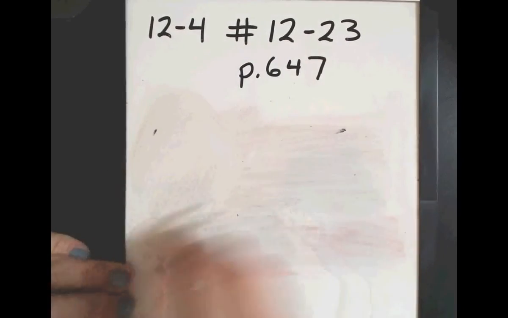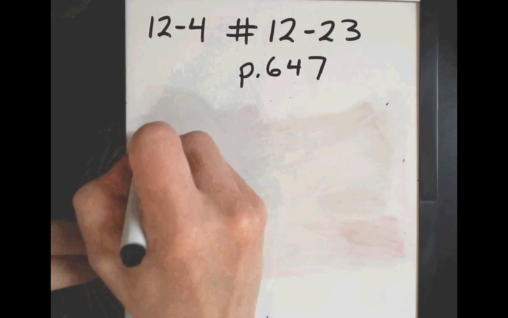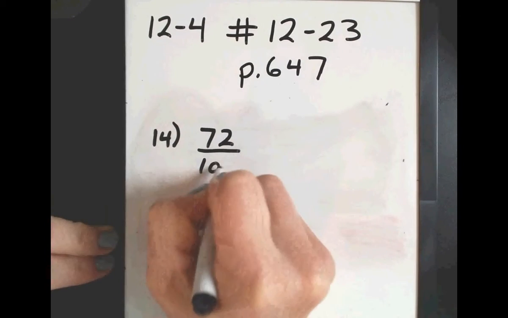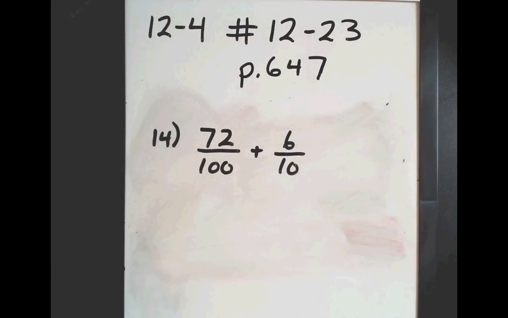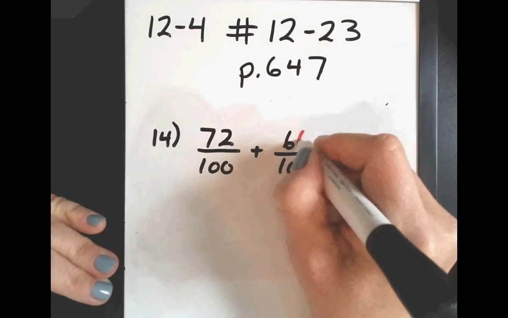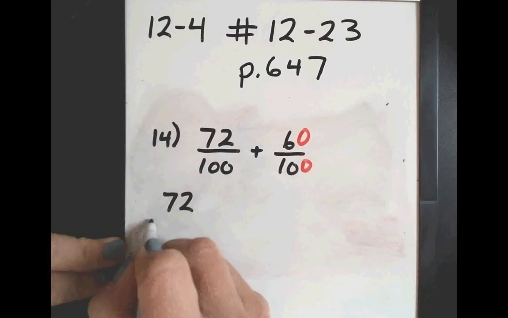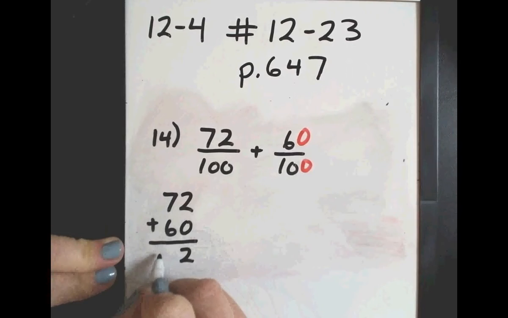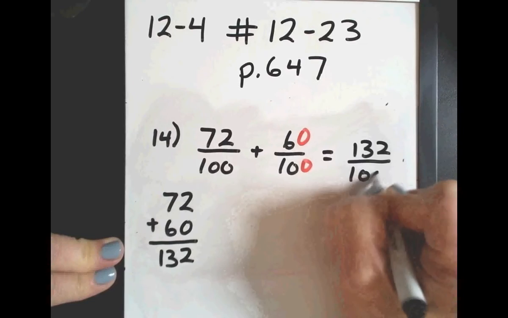All right, let's take a look at number 14. I have 72 hundredths plus 6 tenths. So again, I need to change 6 tenths into hundredths. So I'll add a 0 to the numerator and a 0 to the denominator, and I'll add these up off to the side. I've got 72 plus 60. 2 plus 0 is 2, and 7 plus 6 is 13. So this equals 132 hundredths.